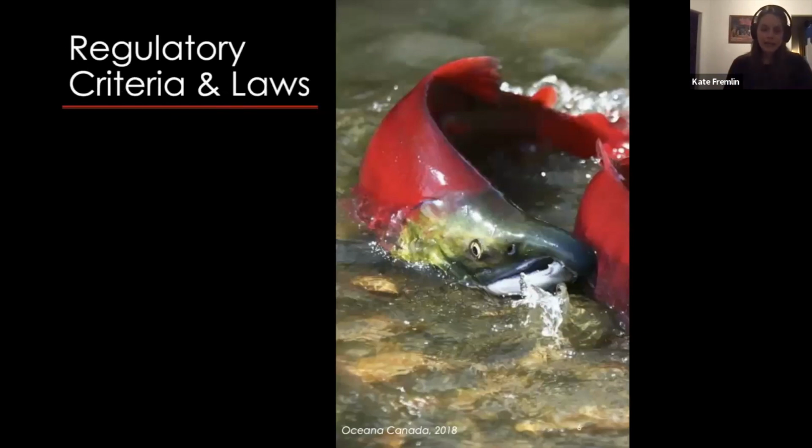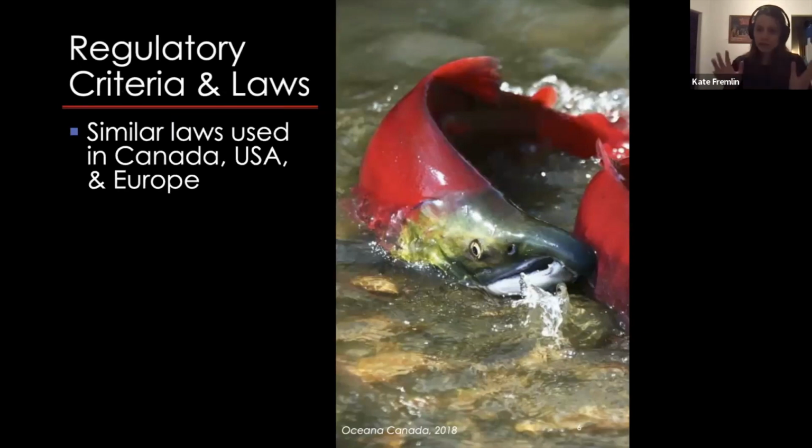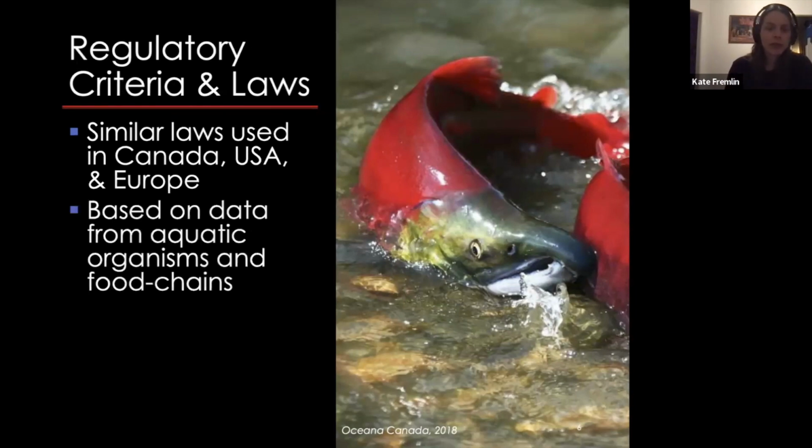So in Canada and the United States, we both have very similar regulatory criteria or metrics or laws that we use to control these substances or to evaluate their potential to cause harm to wildlife or ourselves. And so we even use very similar parameters in Europe as well. But all of these metrics that we tend to use are all based on data collected from aquatic organisms generally, such as the salmon as depicted here.